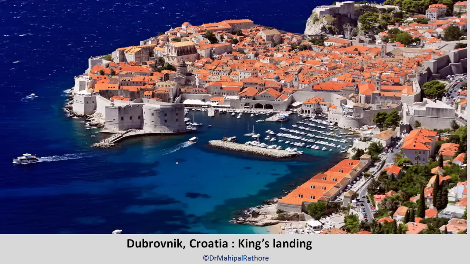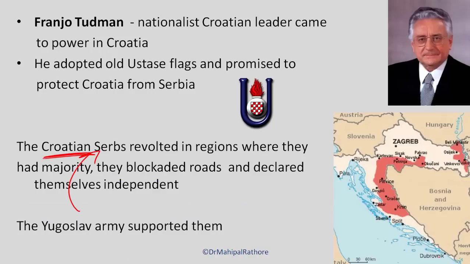On the topic of Croatia, this is the city of Dubrovnik in Croatia that stands in for King's Landing in Game of Thrones. Just a fact that I thought you should know. This is Dubrovnik here. It is situated in the southern part of the Croatian coast.